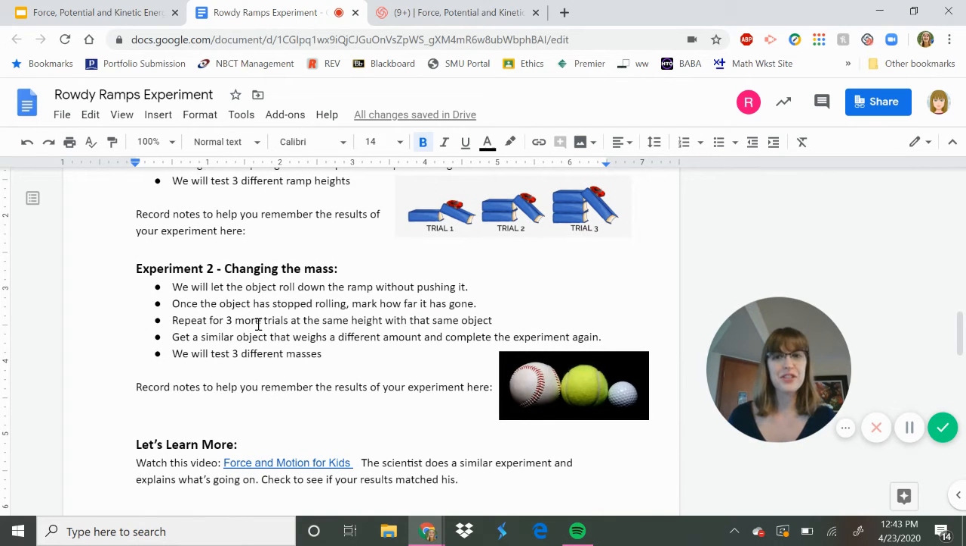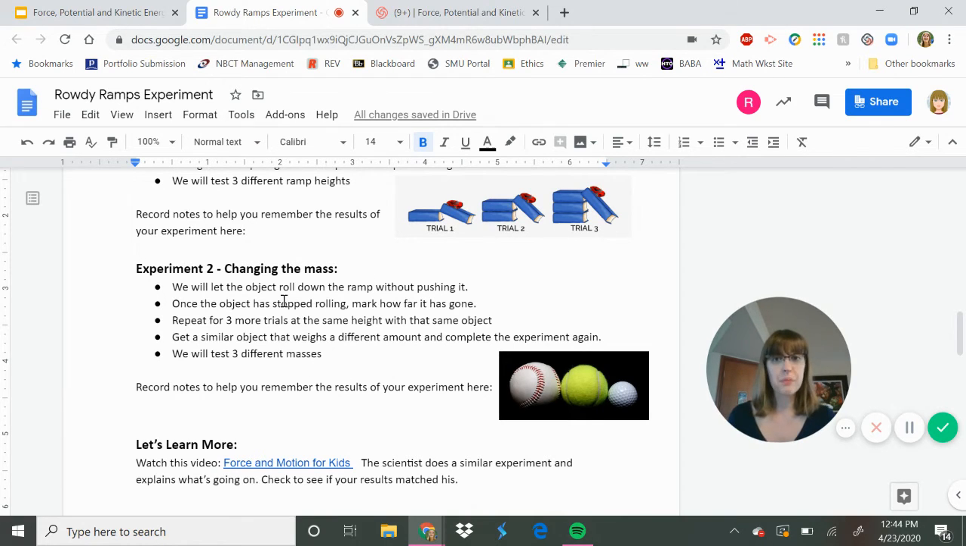Then you'll do really similar with mass. Put the ramp down to probably the medium height, and find 3 objects that are similar but not exact. You need them to be different weights. So these 3 balls would work perfect, or different weights of carts, or if you had a little cart that you could put stuff into, that would work perfect, and you could make it heavier.